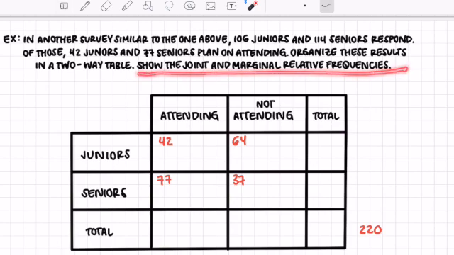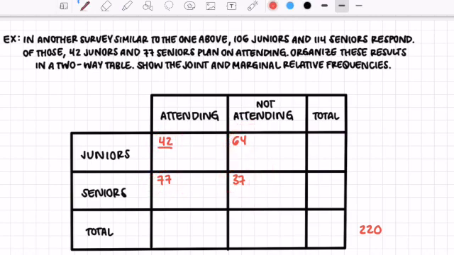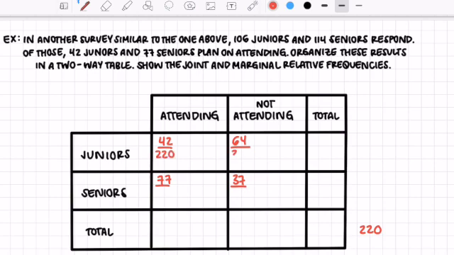If I'm going to find out what the joint relative frequency is, all I need to do is take all of my frequencies, the 42, the 64, the 77, and the 37, and divide them all by the total amount of people that were surveyed, which we found out was 220. So 42 divided by 220, 64 divided by 220, 77 divided by 220, and 37 divided by 220. So let's figure out what that equals.